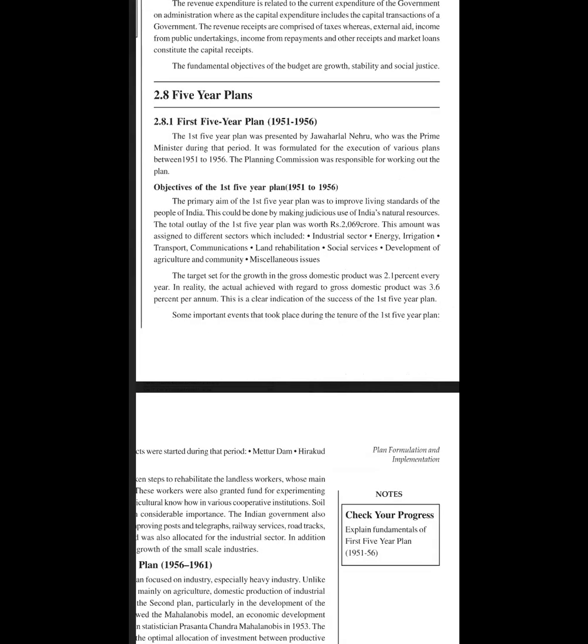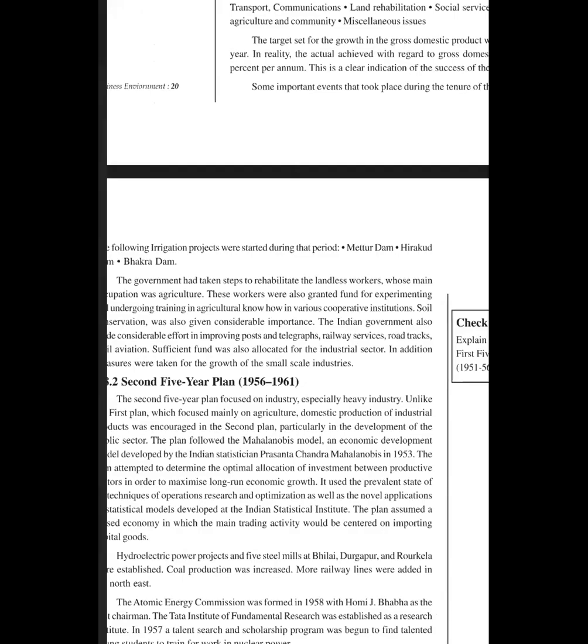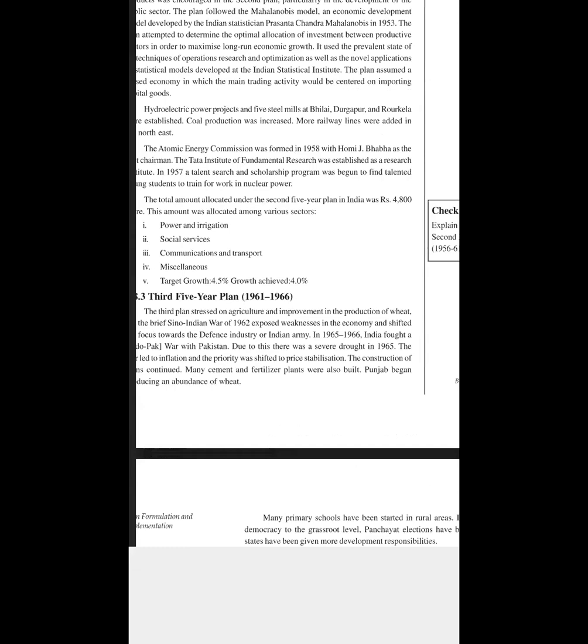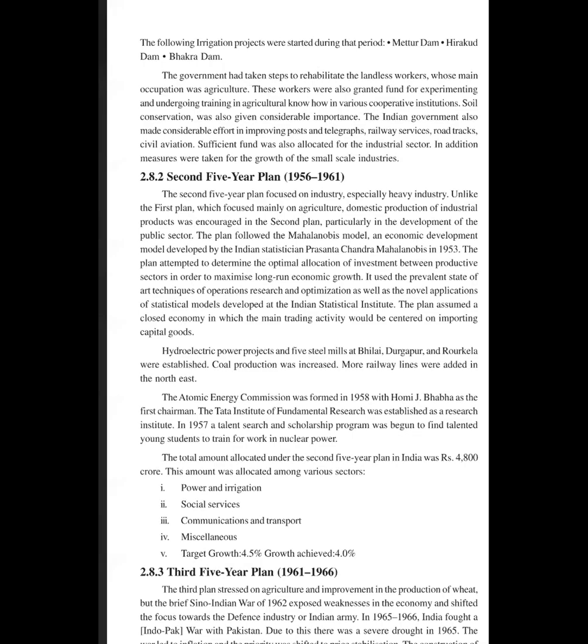Okay. Now, over here, they have given more focus to the development of the industrial sector, energy, irrigation, transport, communication, land rehabilitation, social service, development of agriculture and community, and miscellaneous issues. So these are the important factors. Then the second one is 1956 to 1961. This is the second 5 year plan. In the second 5 year plan, they have given more focus to industry.